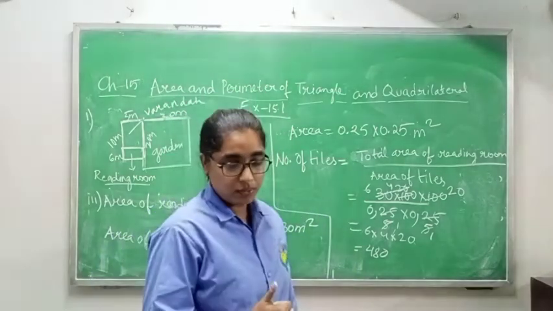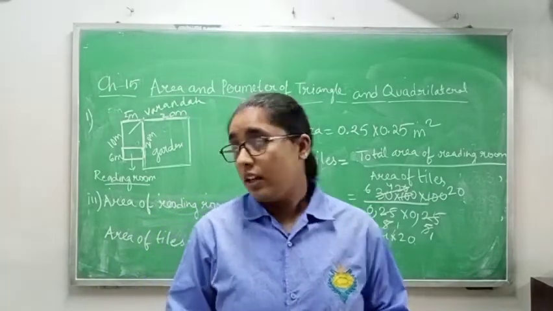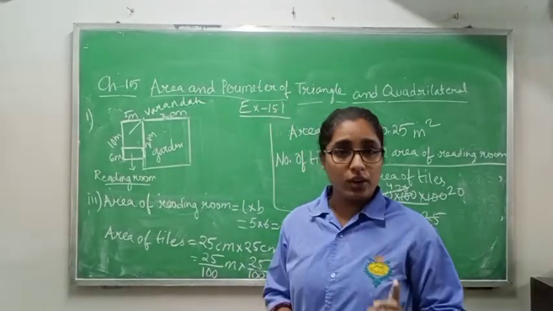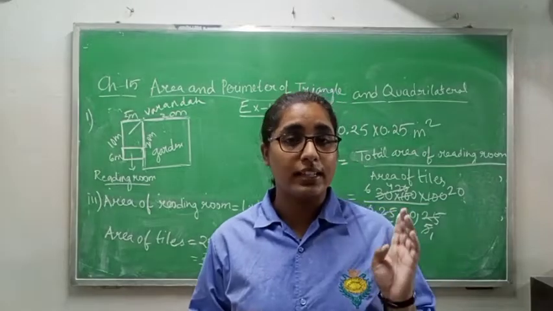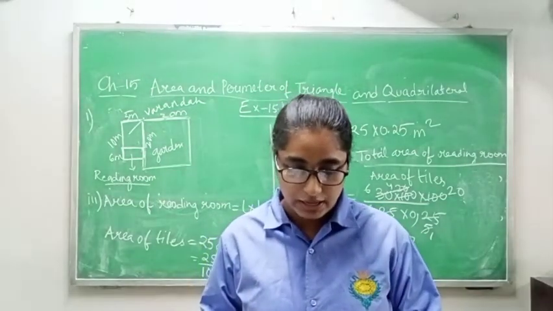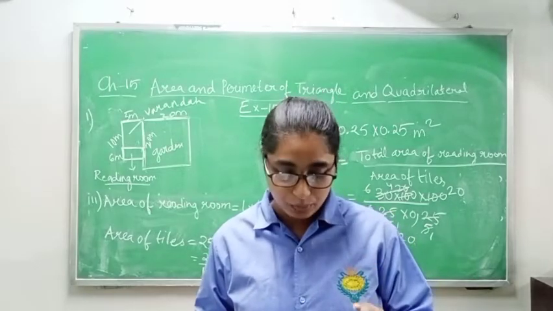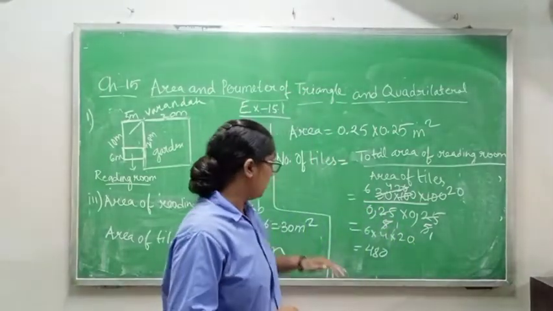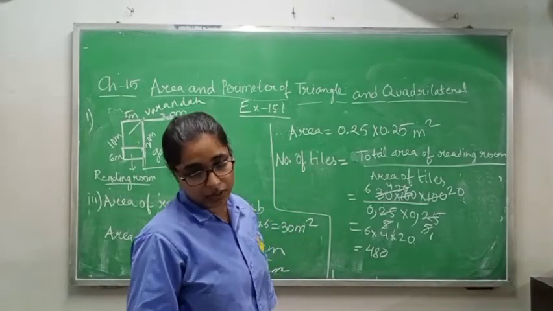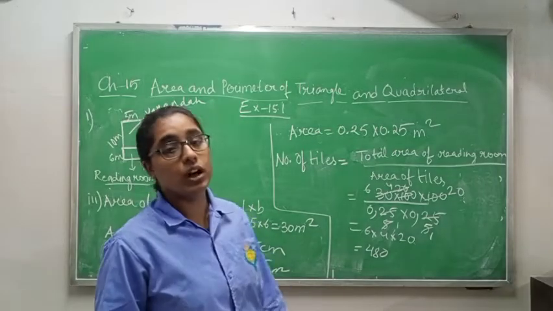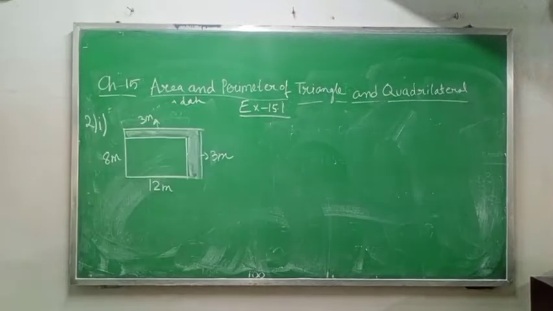Okay. So first answer, what you will write? Area of garden, how much did you get? The first part you are getting 400, so you will write area of garden is 400. In the second part you are getting 1500 rupees. So you will write total cost required to repair the floor is 1500 rupees, and the third part you will write the total number of tiles required, 480 tiles to cover the floor. Okay, reading room floor. Complete this one.